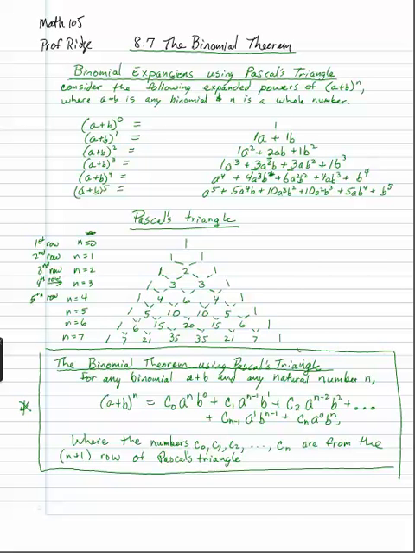Okay, so the binomial theorem using Pascal's triangle says that for any binomial a + b and any natural number n, (a + b)^n is c_0 a^n b^0 + c_1 a^(n-1) b^1 + c_2 a^(n-2) b^2 + ... + c_(n-1) a^1 b^(n-1) + c_n a^0 b^n, where the numbers c_0, c_1, c_2, and so on to c_n are from the n + 1 row of Pascal's triangle.